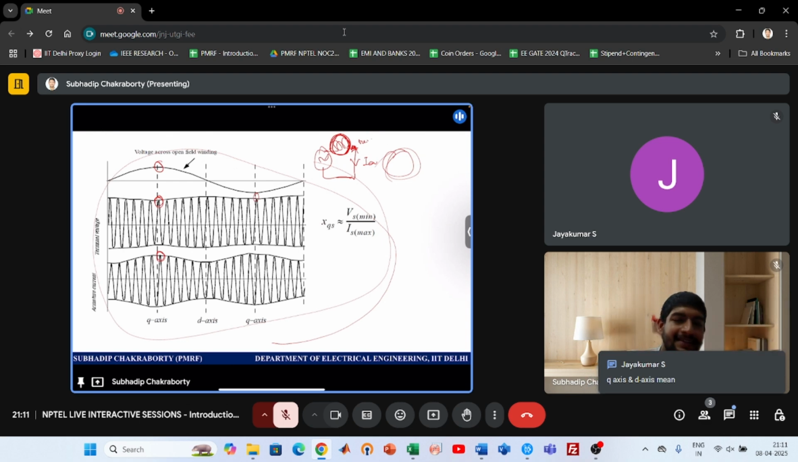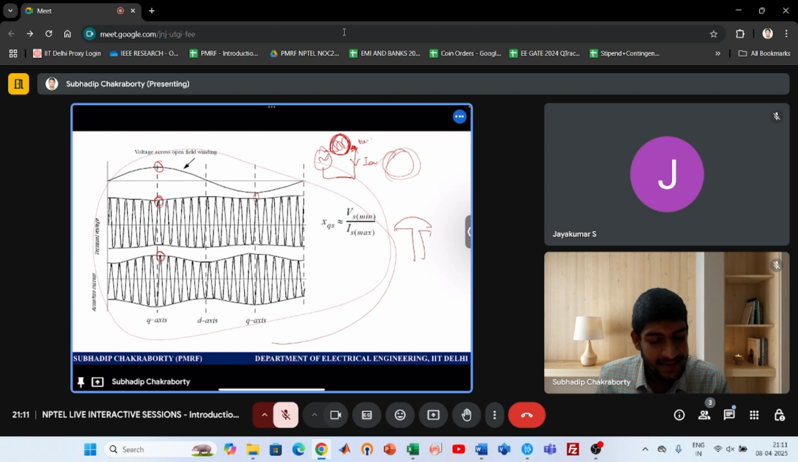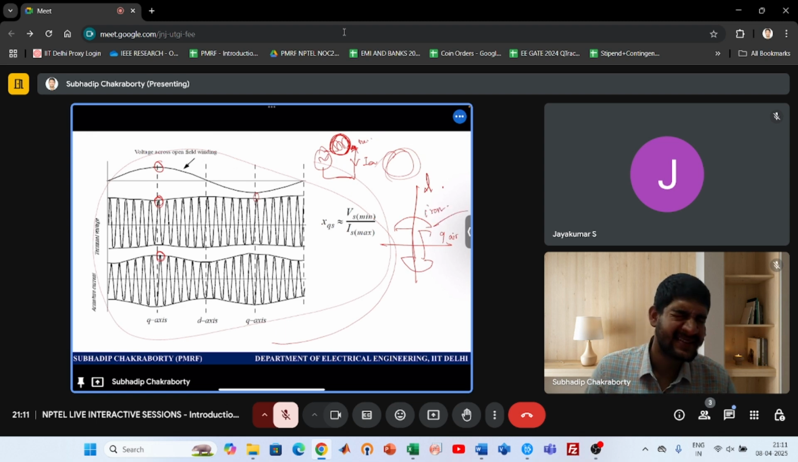Q and D don't have any special sense. They are only the direct axis, meaning the pole axis, and the inter-pole axis. They term it like this. You have to define two axes, right? That's why they named them D as direct axis and Q as quadrature axis.